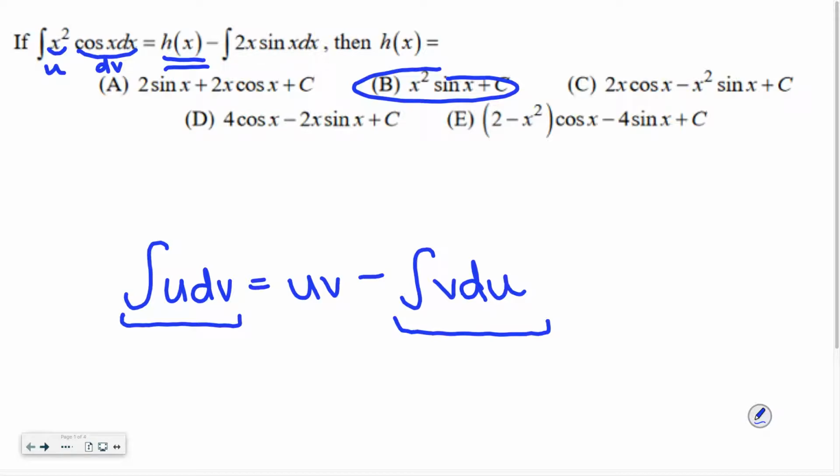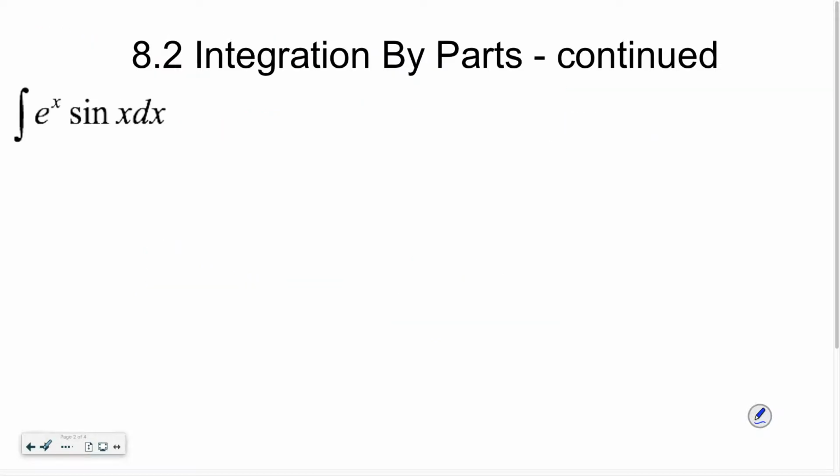All right, this is what I'm worried about. E to the x, a nice function to differentiate and integrate. Sine of x, a nice function to differentiate and integrate. However, neither one of them are polynomial, and they're both cyclic in terms of their derivatives and integrals. Cyclic? Like they have cycles? They just keep going. They can't get small.